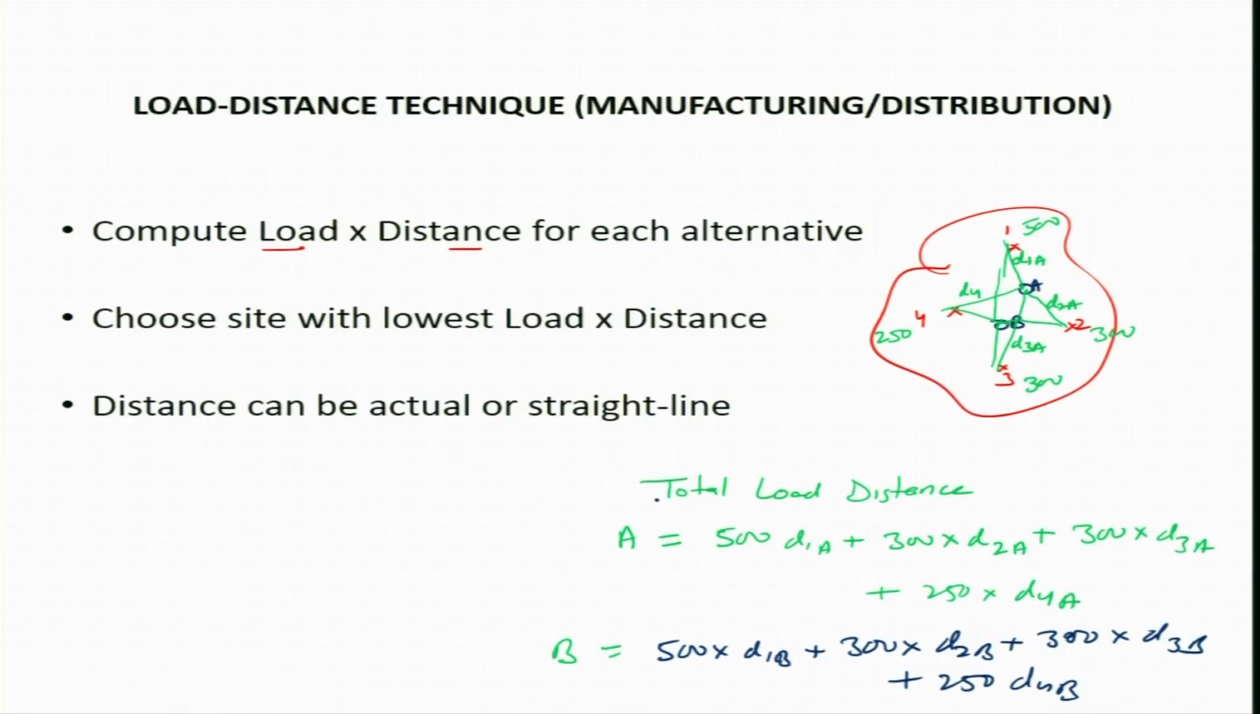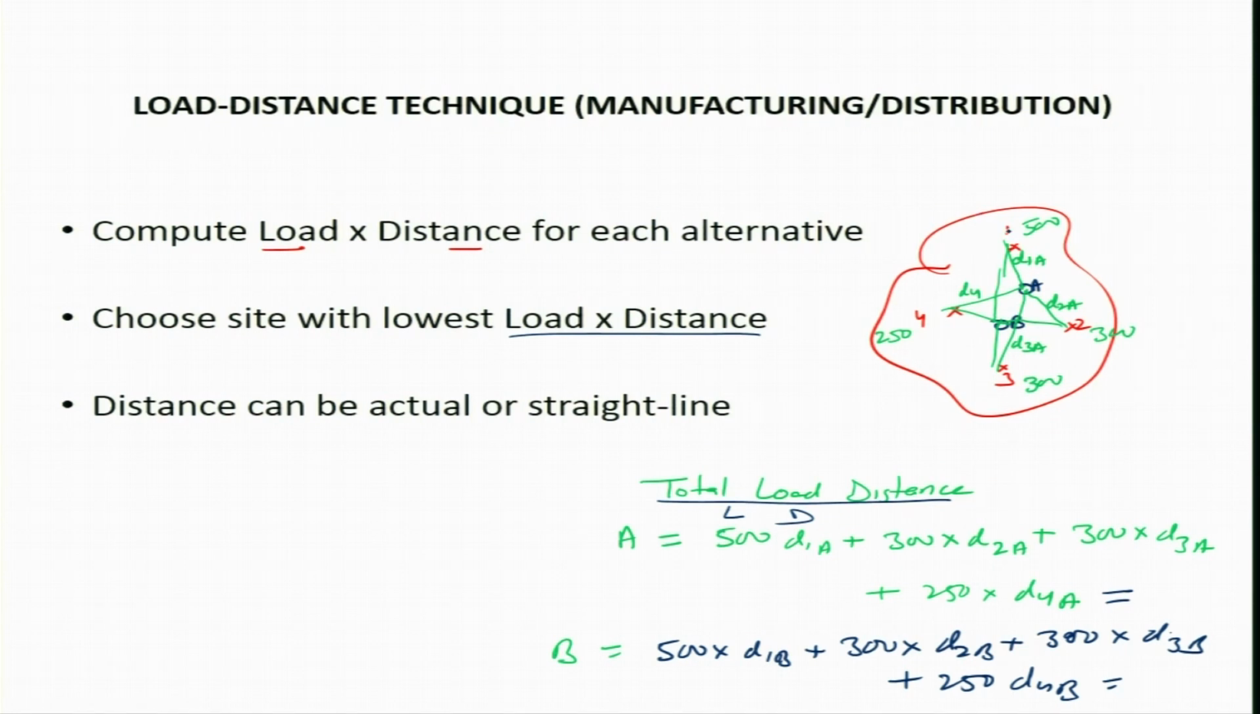So, this is a total load distance. Whatever number will come, we will compare these two numbers, and whichever is minimum, that location we are going to select. So, choose the site with the lowest load distance. So, this is the formula for load distance, and distance can be calculated. We will talk about how to calculate the distance also.